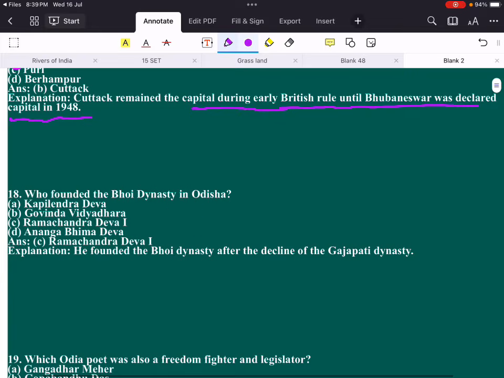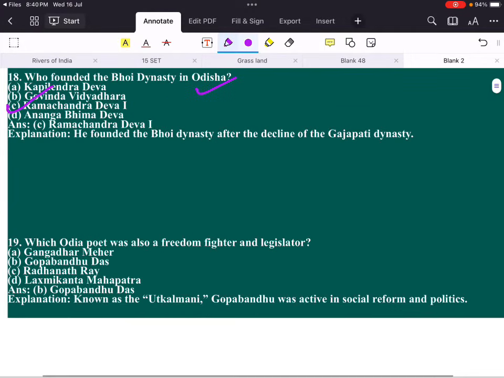Who founded the Bhoi dynasty in Odisha? That is Ramachandra Deva I. Option C is the correct answer.